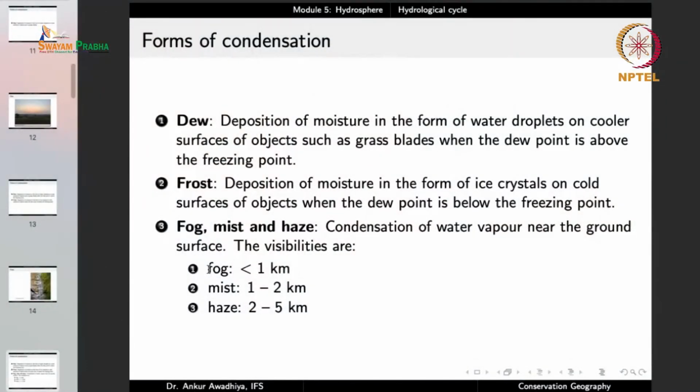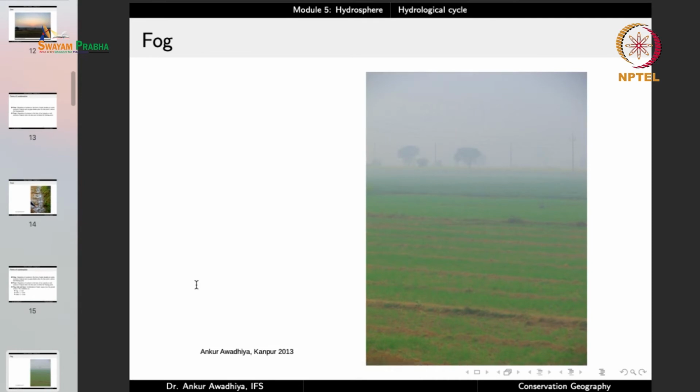And depending on the visibility, if the visibility is less than 1 kilometer, we call it a fog. If visibility is between 1 to 2 kilometers, we call it a mist. If visibility is between 2 to 5 kilometers, we call it a haze. So this is condensation of water vapor near the ground surface, but not on the ground surface. So this is what a fog looks like. So as you can observe, these trees that are at a far off distance are not very visible.